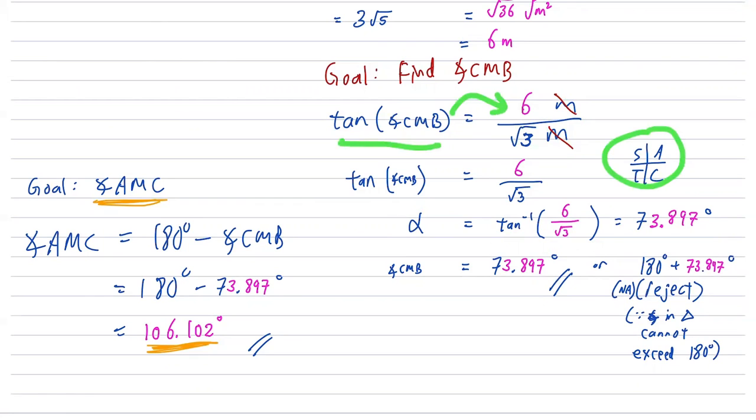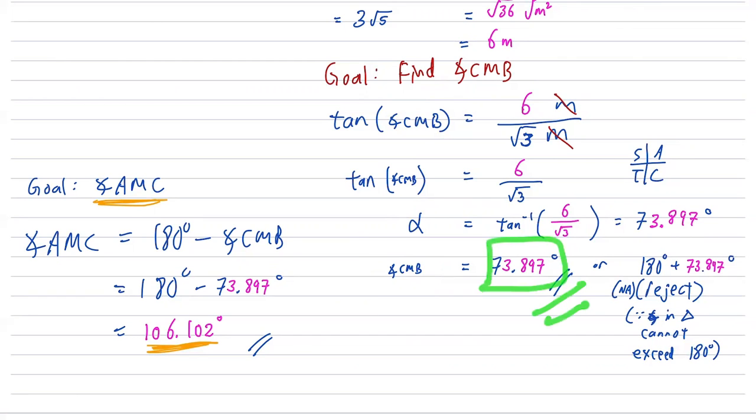Tangent is a positive value here, positive 6 over positive root 3. So you expect it to be in quadrant 1 or quadrant 3, which are these two angles. But you reject this one because we are just trying to find angle CMB, which is an angle inside a triangle that cannot exceed 180 degrees. So by elimination, this is our only possible answer, 73.897 degrees. Notice that this is a rounded off value, it's not the exact angle. So angle CMB is this one.